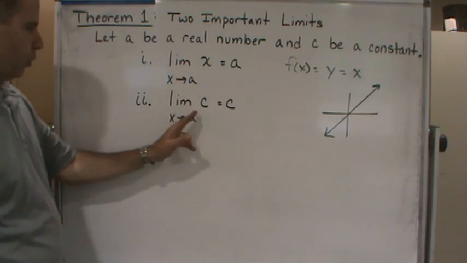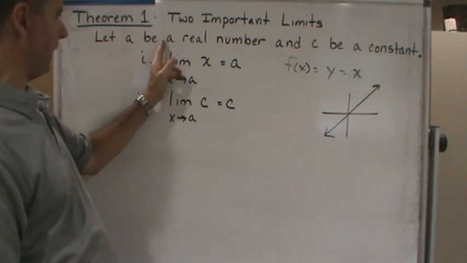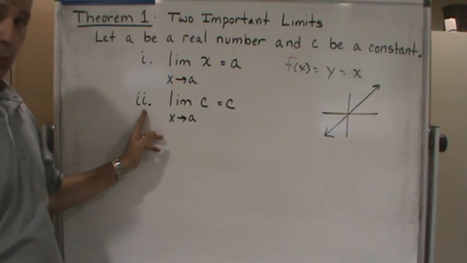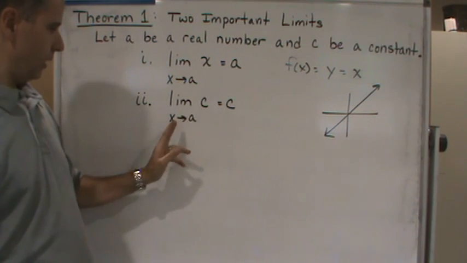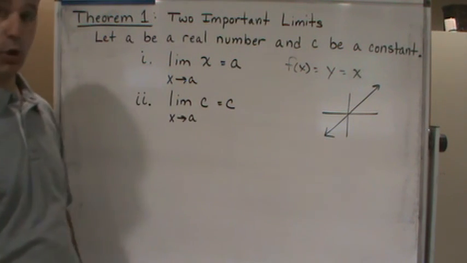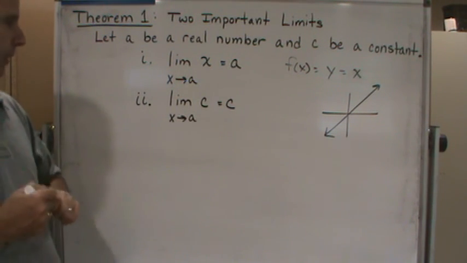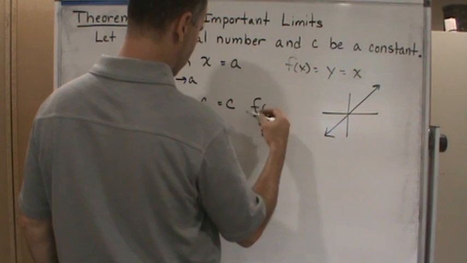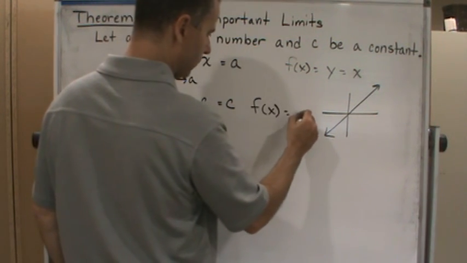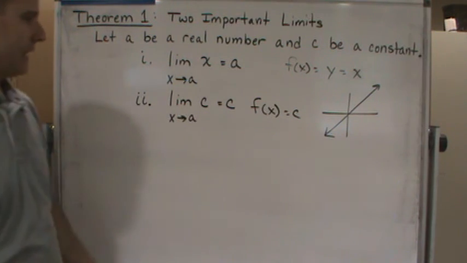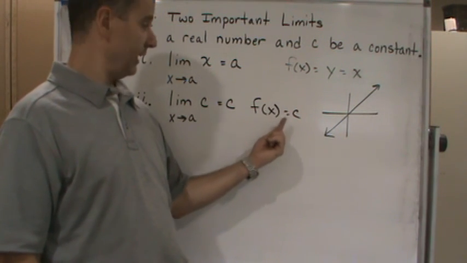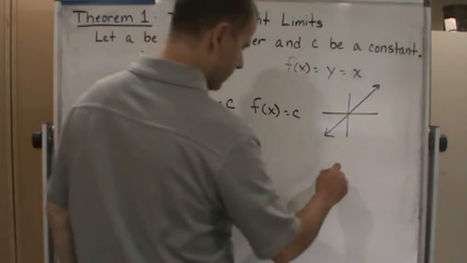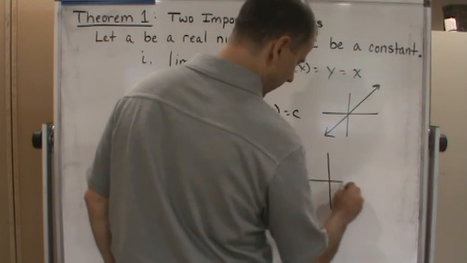Now with this one, c is a constant. So again, it says let a be a real number and c be a constant. So in this limit here, the limit of c as x approaches a is equal to c. That should also make sense, because again, you could use tables, but think about it, it's a constant, right? So we're saying f of x is equal to c. What this is saying is it doesn't matter what value x is, it's always going to be c. So this is a horizontal line at y equals c.